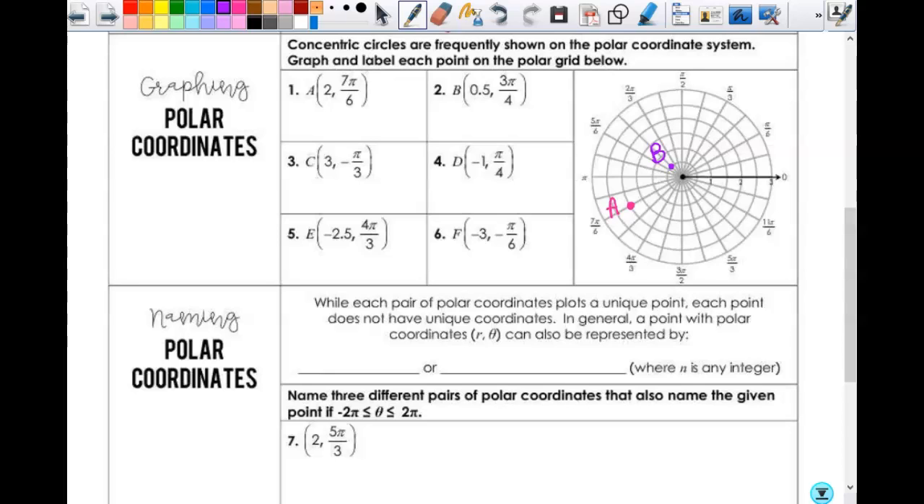All right, we all good so far? Yes? All right. So then we have C, which is 3 and then negative pi over 3. So I go to 3, and then I have to rotate a negative pi over 3, which gets me down here, and this is C.